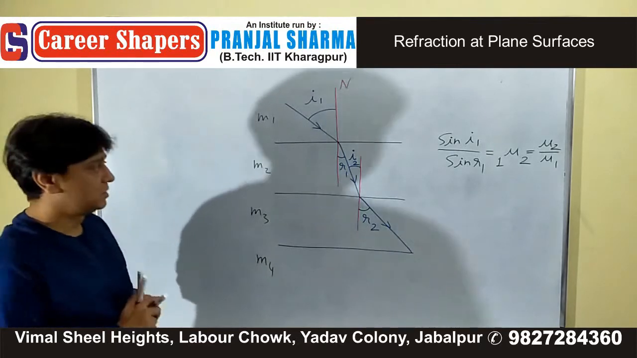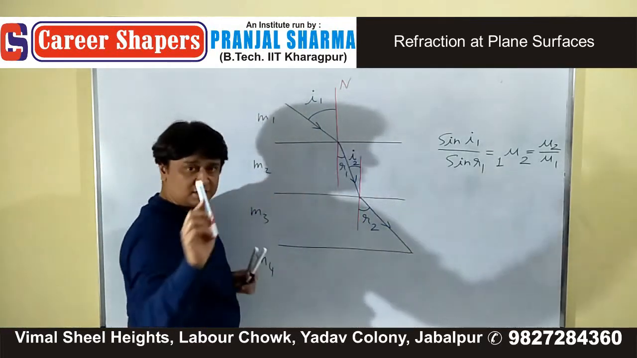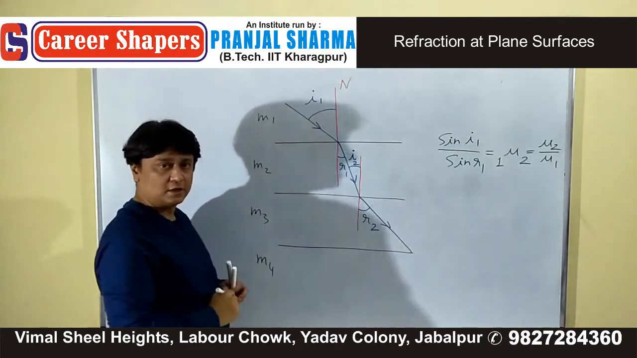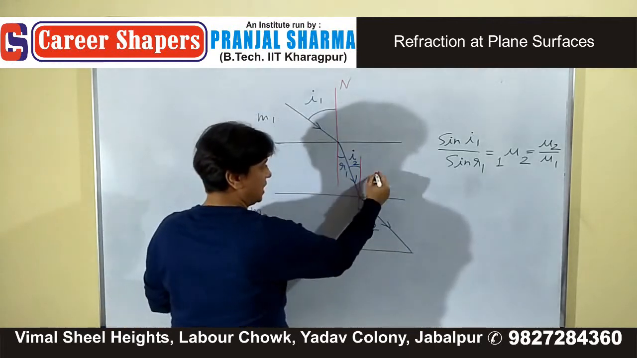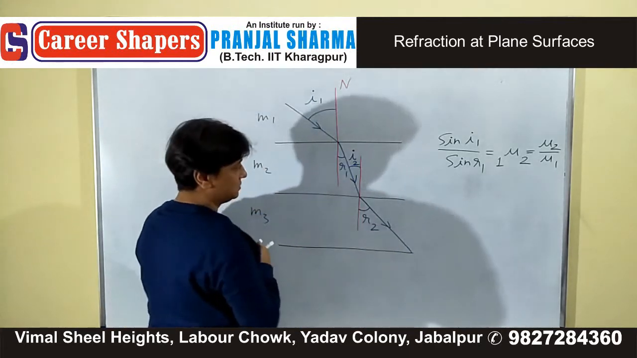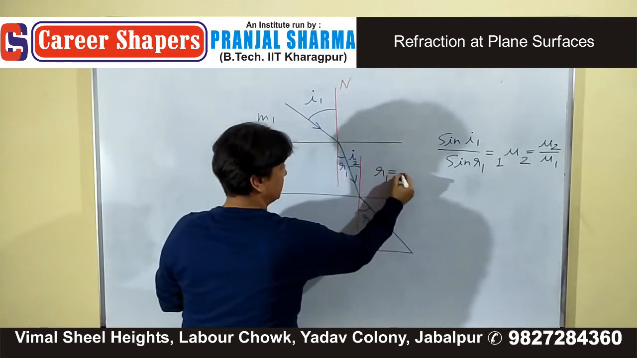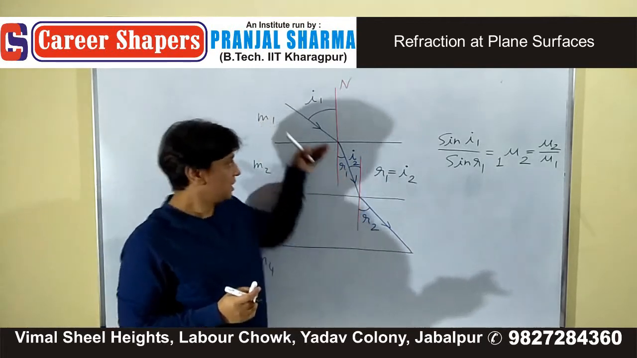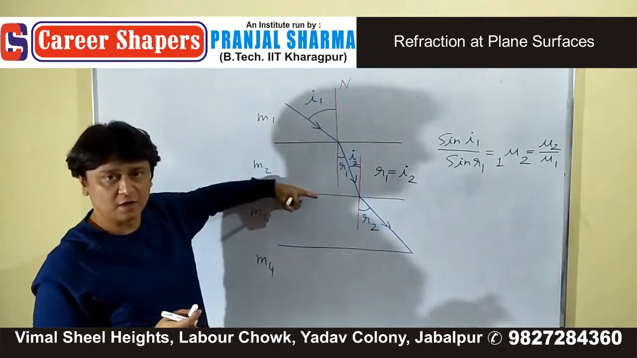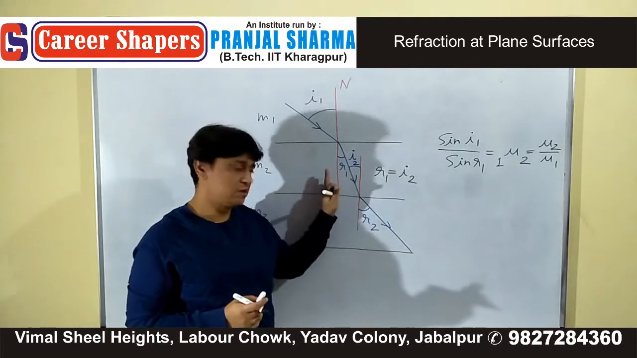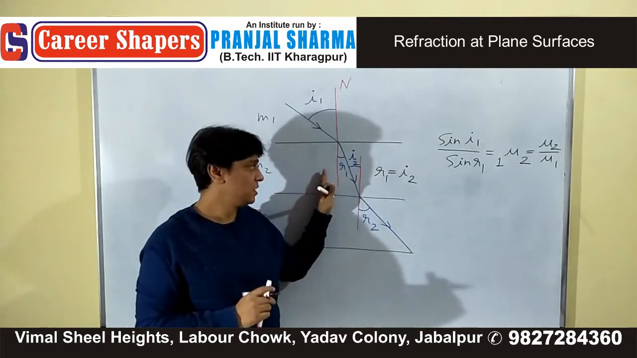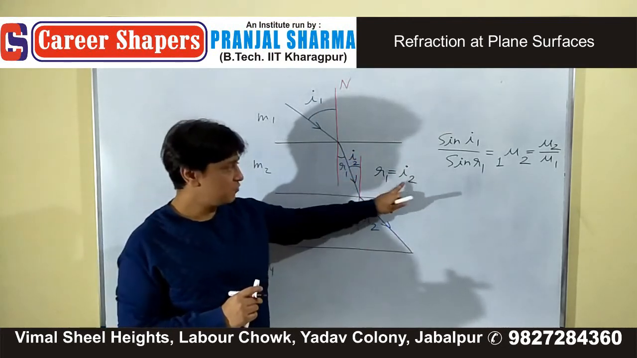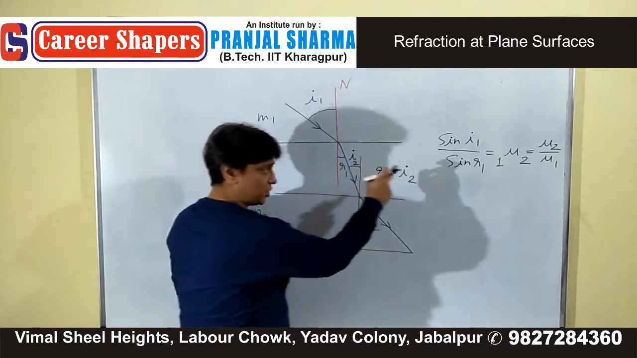Now look. If I say that all these interfaces are parallel, that means this R1 is nothing but alternate angle I2. If these two interfaces are parallel, that means these two normals, they are also what? Parallel. If they are parallel, that means R1 is what? I2.